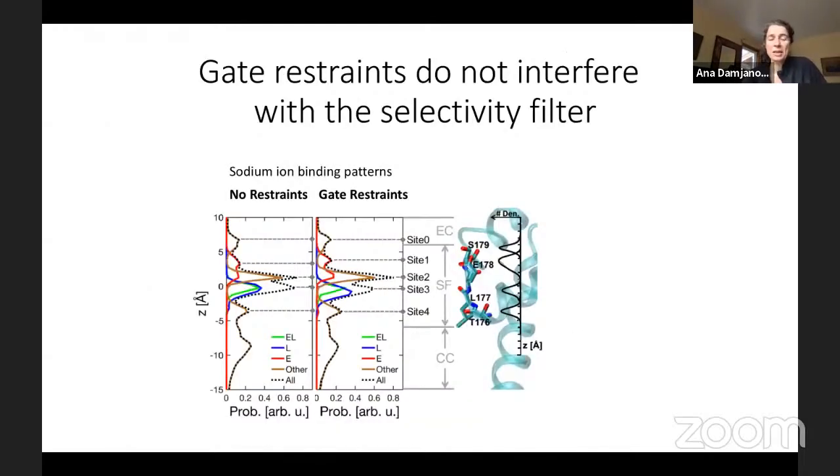So then we checked whether the selectivity filter is affected by these gate restraints. We compared sodium ion binding patterns in the selectivity filter, so how it interacts with other residues. With no restraints and with gate restraints, they look almost identical. So the selectivity filter is not affected by these gate restraints.